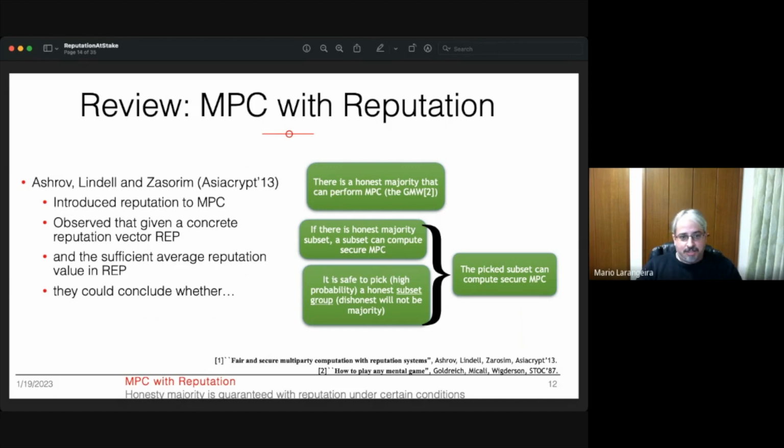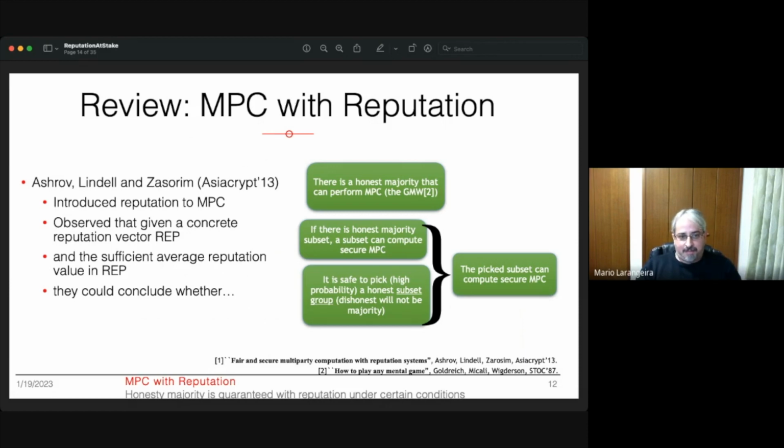And the other two is that the one in the first column, in the middle, which has the bracket. This result says, again, you have this reputation vector, but instead you are sampling a subset of a set. So it tells you if it satisfies this average in the reputation vector, then you know there is a group of certain size that you can pick safely, again, to perform MPC.